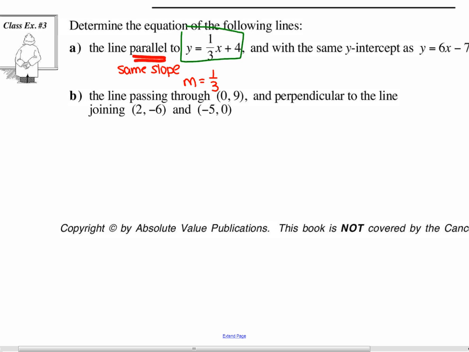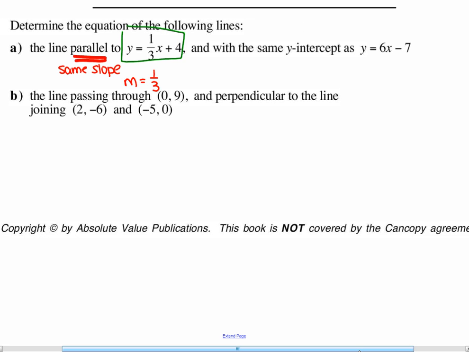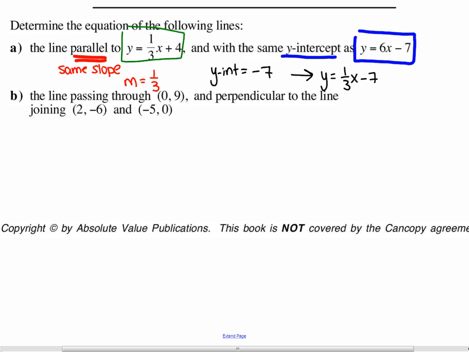And then it says the same y-intercept as the equation y equals 6x minus 7. What is the y-intercept here? -7, the constant. So that means our y-intercept is negative 7. And so now we can make our equation: y equals 1/3 x minus 7. Not so bad? Easy so far? Okay. Ooh, I like this one.